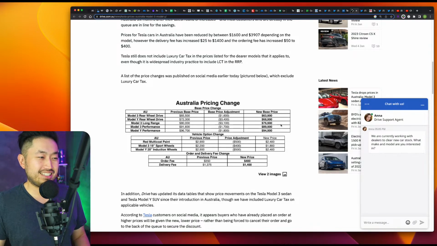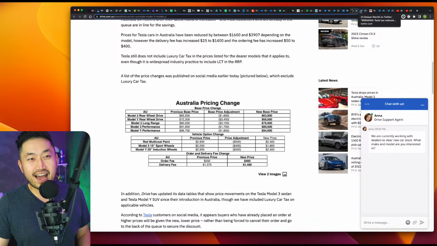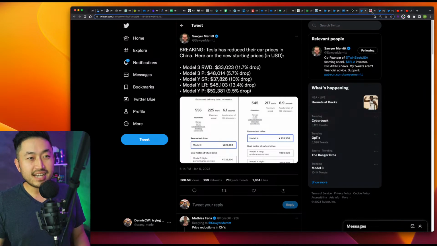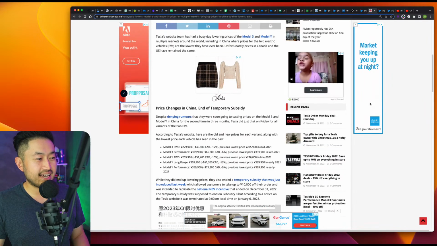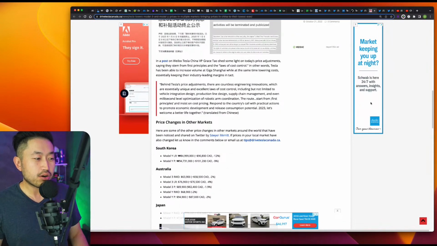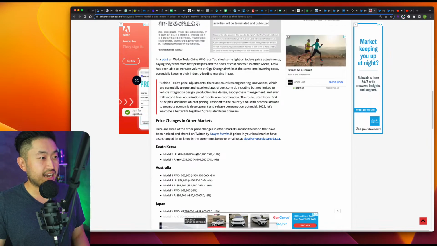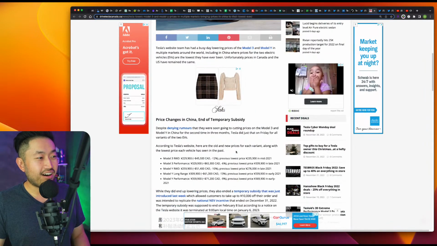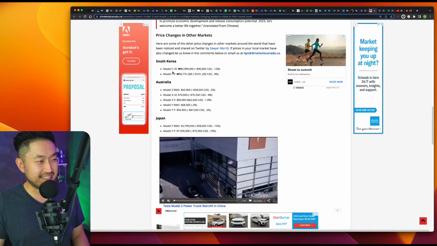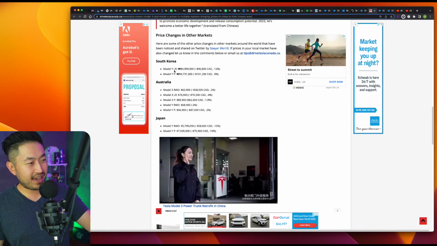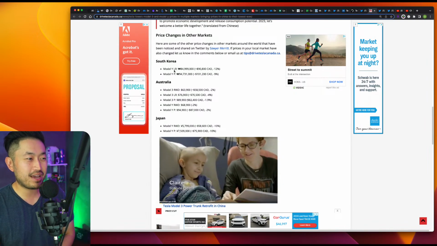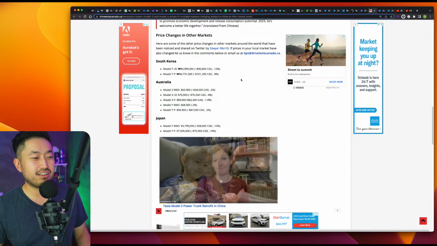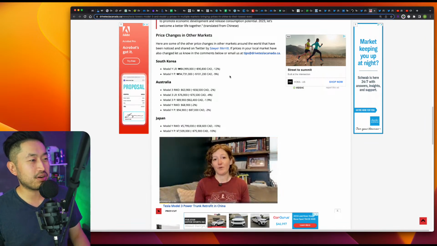You know, very interesting stuff here. So to really tally that up, that's China, Japan, and then Australia. Here's another article from Drive Tesla Canada that's talking about the Tesla China decreases as well. So the question is, actually I missed that too. South Korea is also coming out of the gate with some discounts. So that's China, Japan, Australia, South Korea. So it really seems like it's the Asian market, that side of the world, where they made some discounts.